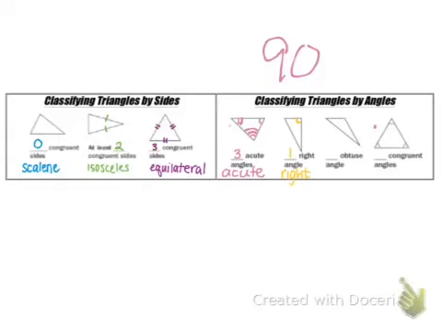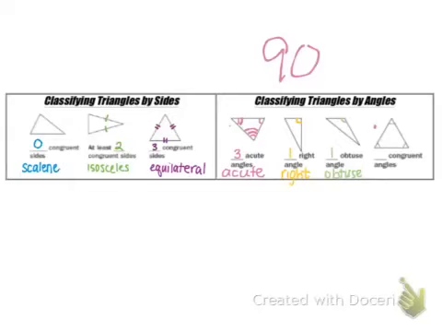Okay? And then the next triangle over, if we have one angle that is bigger, we call that an obtuse angle. There's just one of them. That measurement has got to be greater than 90 but less than 180. And if there's one obtuse angle, we call that simply an obtuse triangle.